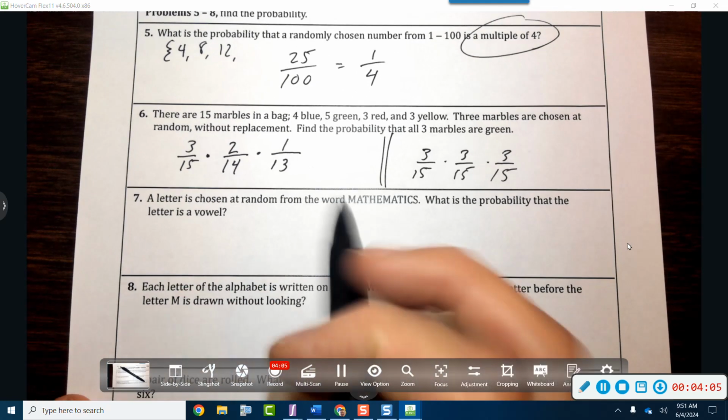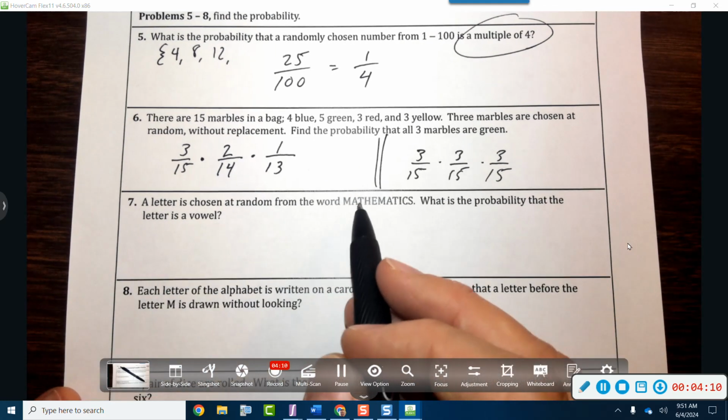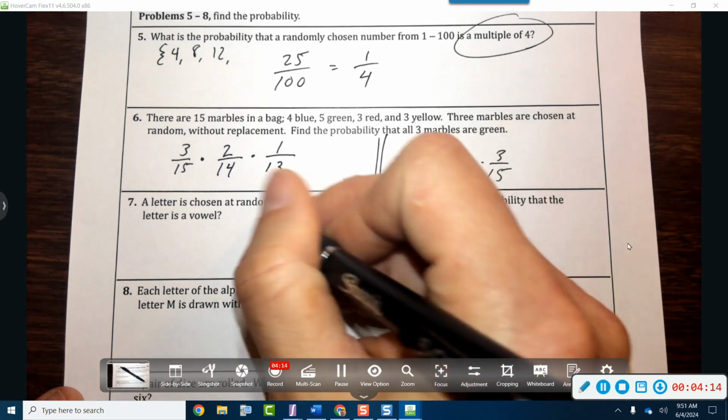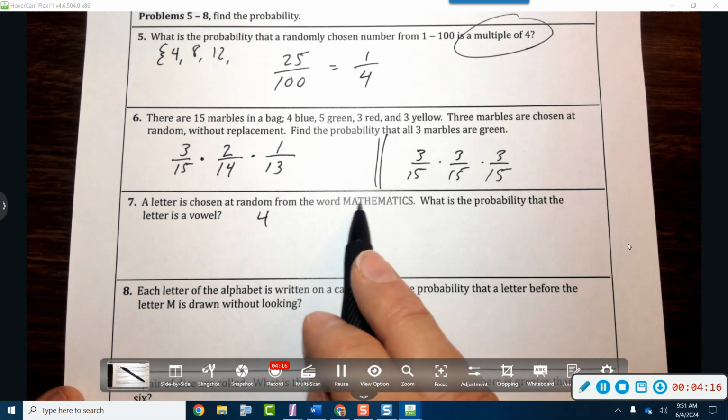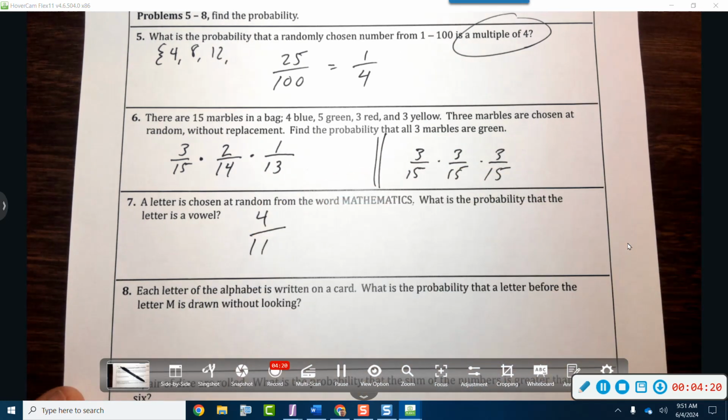What is the probability of the letter being a vowel? Well, we've got 1, 2, 3, 4. There are 4 of them, and I do believe there are 11 letters: 1, 2, 3, 4, 5, 6, 7, 8, 9, 10, 11. So it looks like 4 out of 11. No big deal.